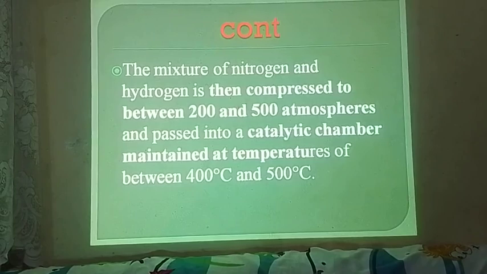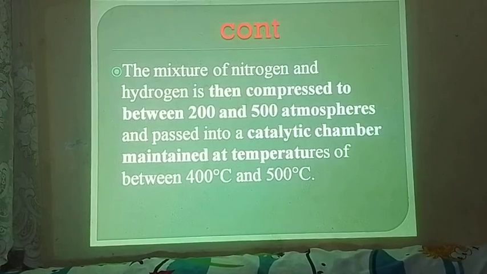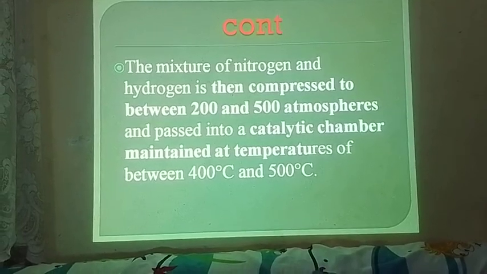Then it is again passed into a catalytic chamber where temperatures are maintained at around 400 to 500. Also, this is economical, because when temperatures are very high and the reaction is exothermic, it favors the forward reaction, that is large manufacture of ammonia, according to a topic in Form 4.